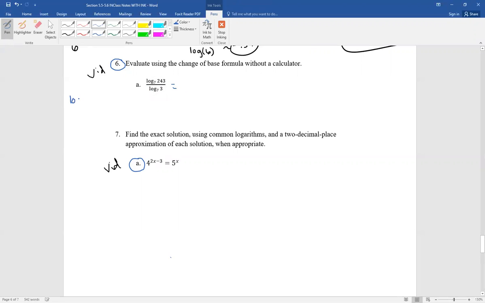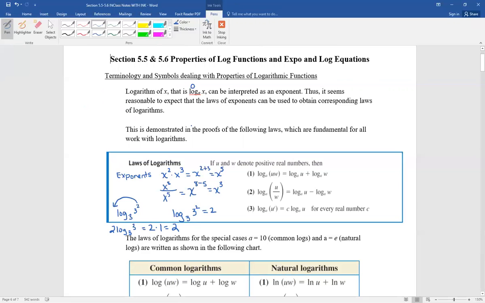Remember, the change of base formula says we can take a log, I'll use B as the base, log base B of A, and we can convert that to any other log base we want on top and bottom, use the same base, but then we'll have the argument of the original in the top, and the base of the original is the argument in the bottom. So when we look at this, this is that same format. We can go backwards. This is our original base, this is our original argument. So I'm going to rewrite this.